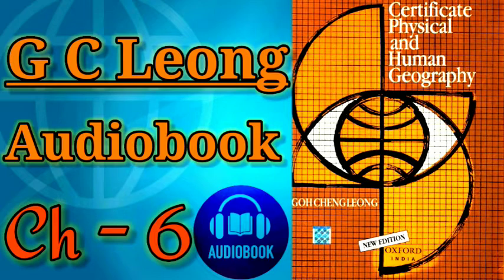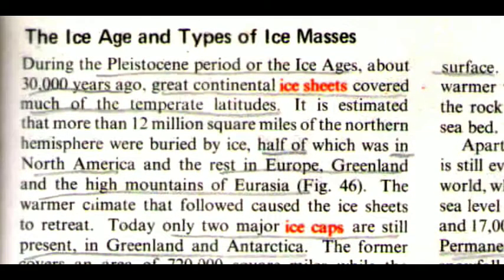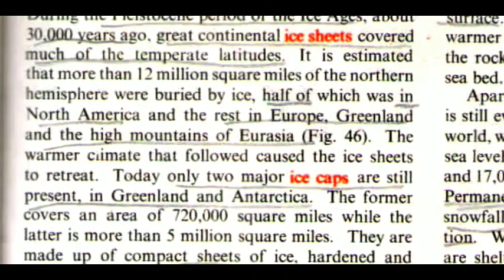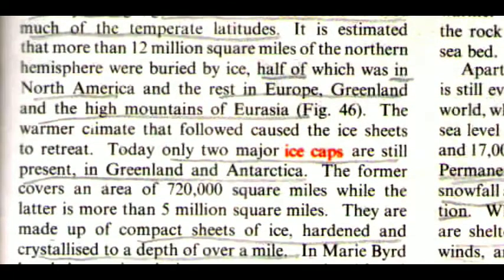So let us start. The title of the chapter is Landforms of Glaciation. The Ice Age and Types of Ice Masses. During the Pleistocene period or the Ice Ages, about 30,000 years ago, great continental ice sheets covered much of the temperate latitudes. It is estimated that more than 12 million square miles of the northern hemisphere were buried by ice, half of which was in North America and the rest in Europe, Greenland, and the high mountains of Eurasia.